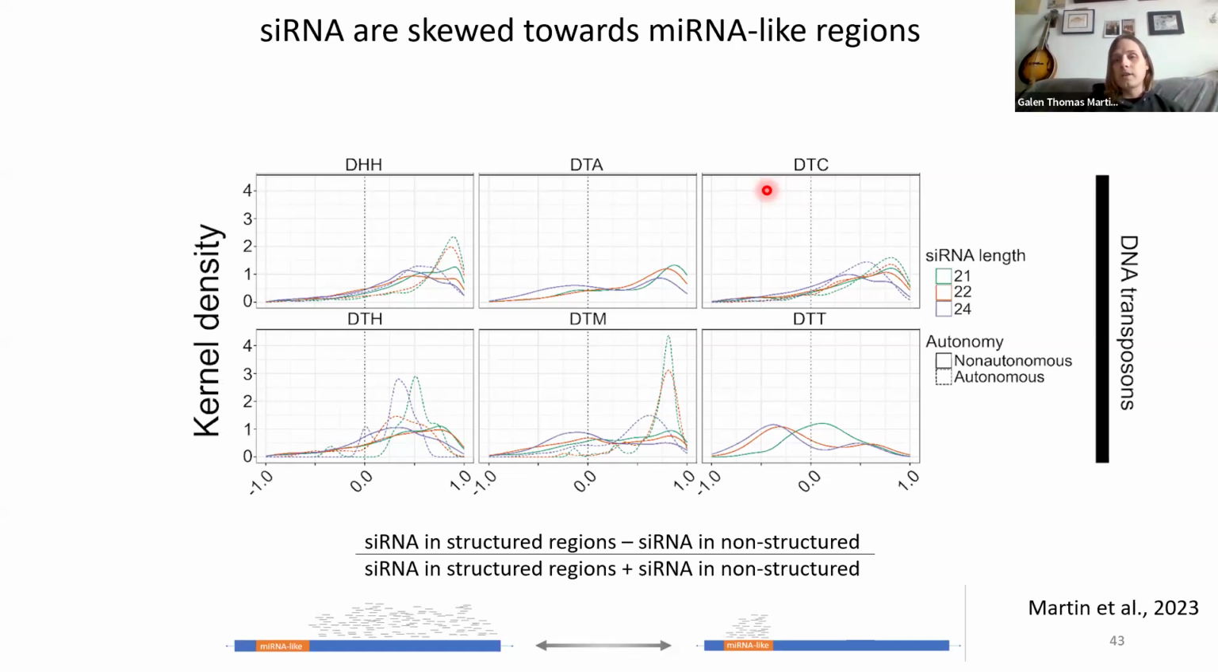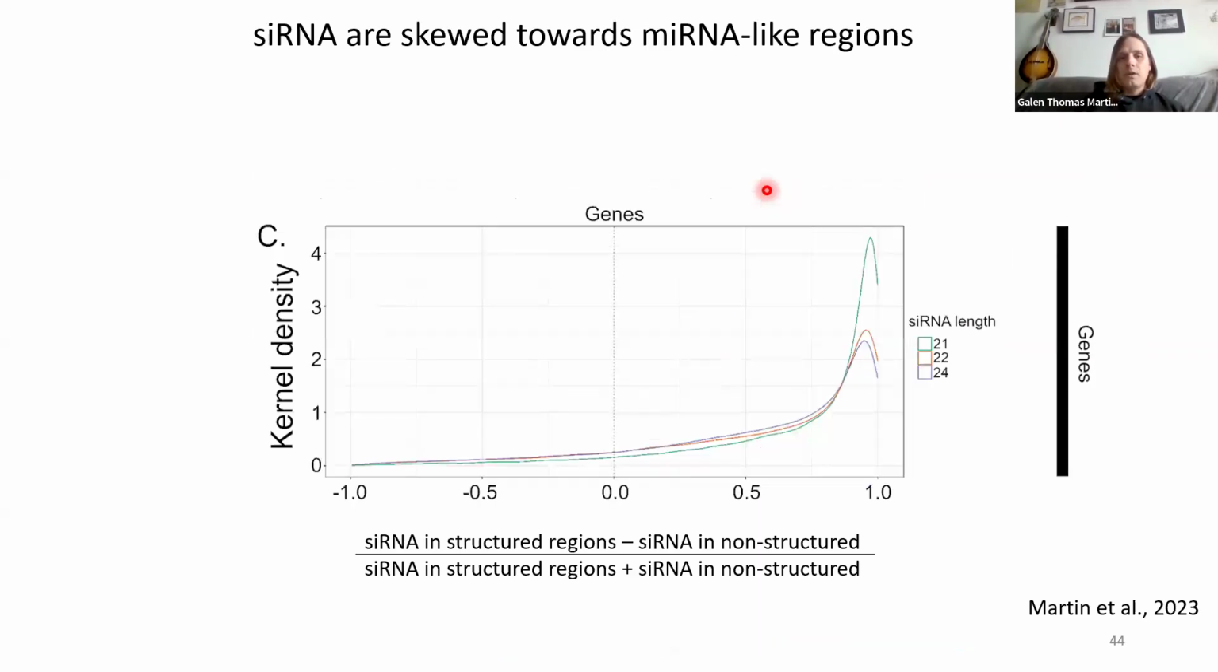and there was some variation between autonomous and non-autonomous, specifically that the non-autonomous elements tended to have less skew than the autonomous elements, which sort of makes sense because the autonomous elements should be the only ones that are actually being transcribed at any point in their history, right? Now, most interestingly, the skew is highest in genes.